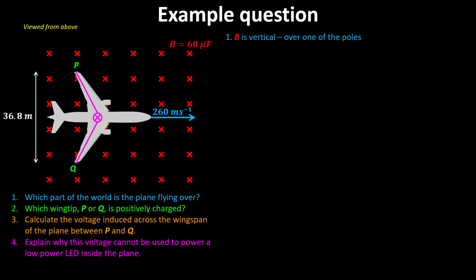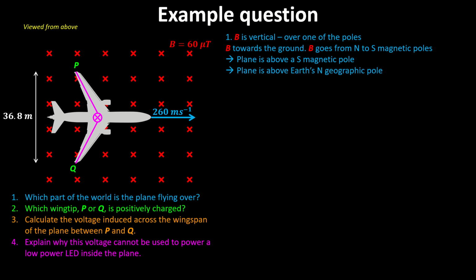Secondly, what direction is that magnetic field? The magnetic field is going towards the ground, because this is viewed from above, remember. And remember that magnetic fields go from north to south magnetic poles. So the magnetic field is going towards the ground, towards the Earth, and magnetic fields go towards south poles. That means the plane is above a south magnetic pole. And remember, there's that slight oddity around how the magnetic poles and the geographic poles are opposite. So if it's above a south magnetic pole, that means it's above the Earth's north geographic pole. So it's above the Arctic.